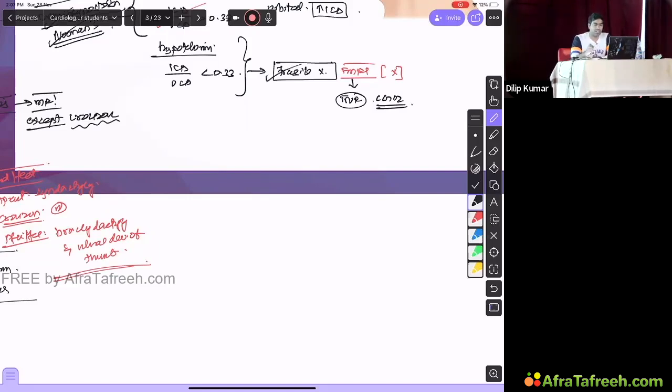And what are the features of Fragile X syndrome? They'll have large ears. Everything will be big except the testes. I'll talk about that in a while. Everything will be big except testes, which will be small. Okay, big ears, number one. Then big face, long face. Rather than calling it big face, you can call it long face.